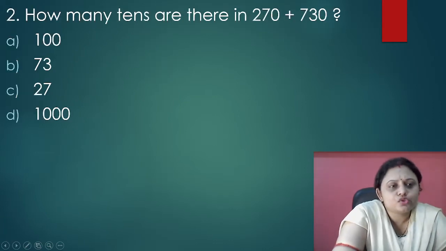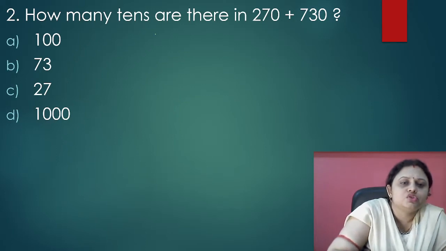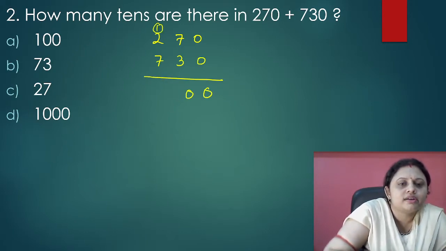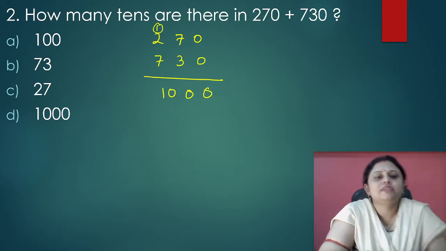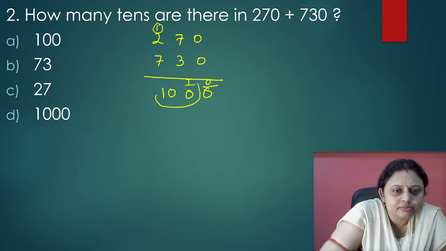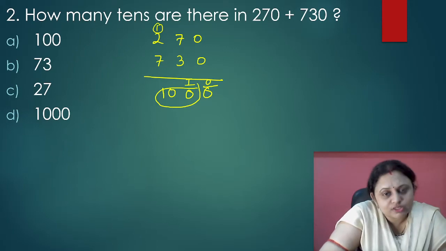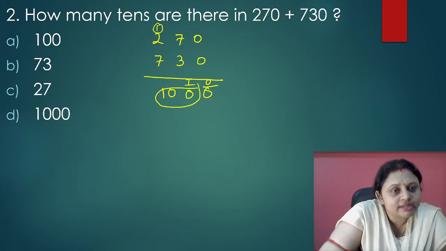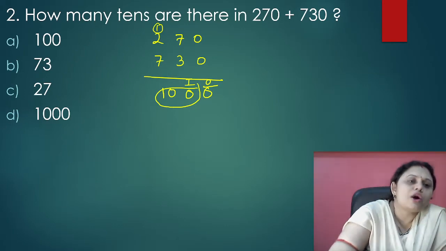Okay, so next question. How many tens are there in 270 plus 730? If we add them, 0, 0, 1, 10. So the answer is 1000. In 1000, how many tens are present? This is present in ones place. This is present in tens place. In tens place, okay, total number is 100. If you are asked how many tens are there, so in total 100.